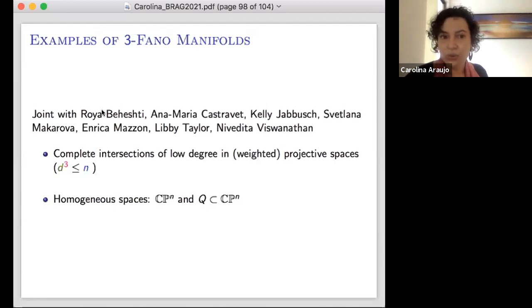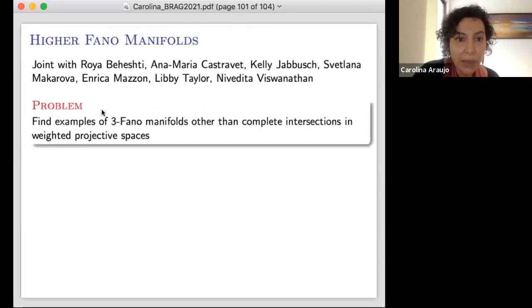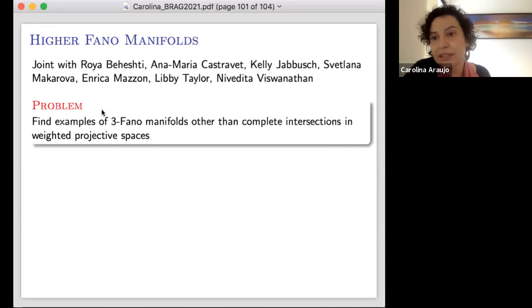maybe this is not a good condition to look at. And so maybe what I would like to propose instead is that already for 3 Fano, this is maybe so restrictive that it may in fact give us new characterizations of complete intersections. So let me end by stating this general problem: to find an example of a 3 Fano manifold other than complete intersections in weighted projective space.